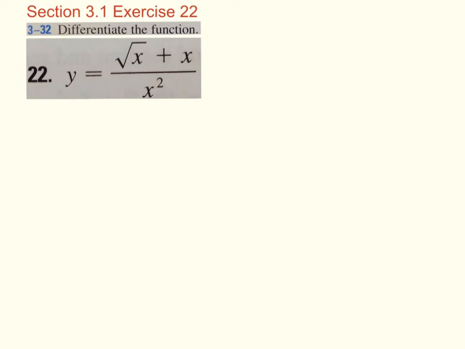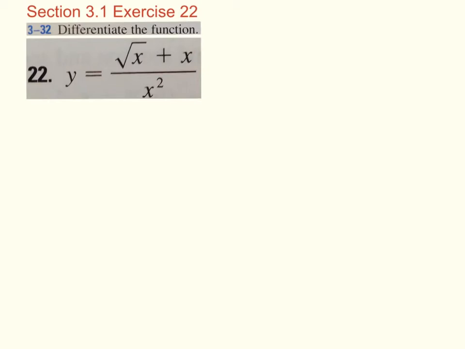This is BYU Math 112. In this video we will discuss textbook section 3.1, exercise number 22. Directions say differentiate the function. Number 22, y equals, in the numerator the quantity square root of x plus x, in the denominator x squared.